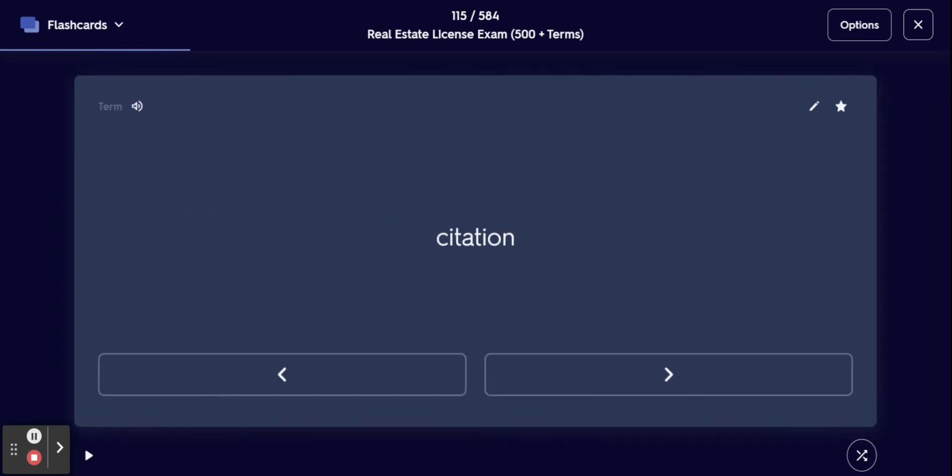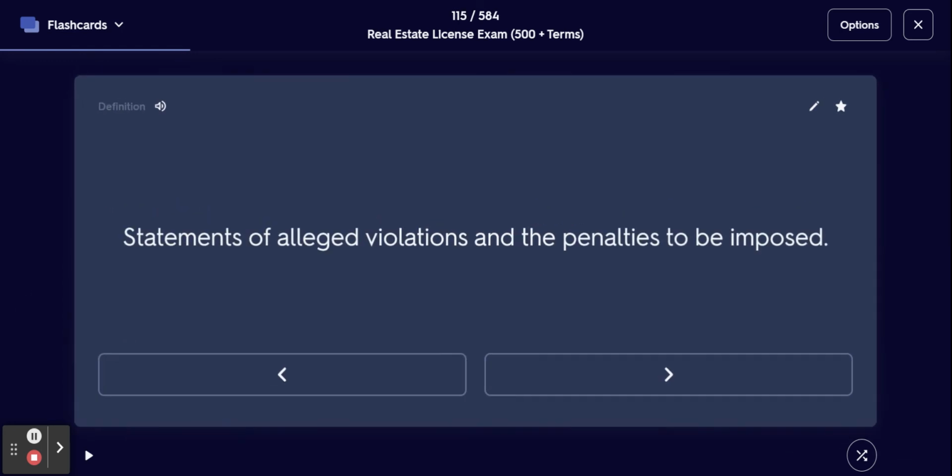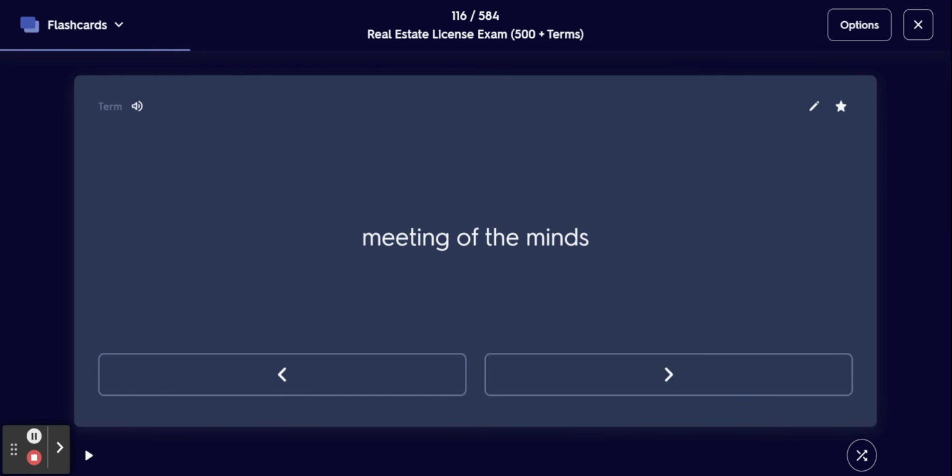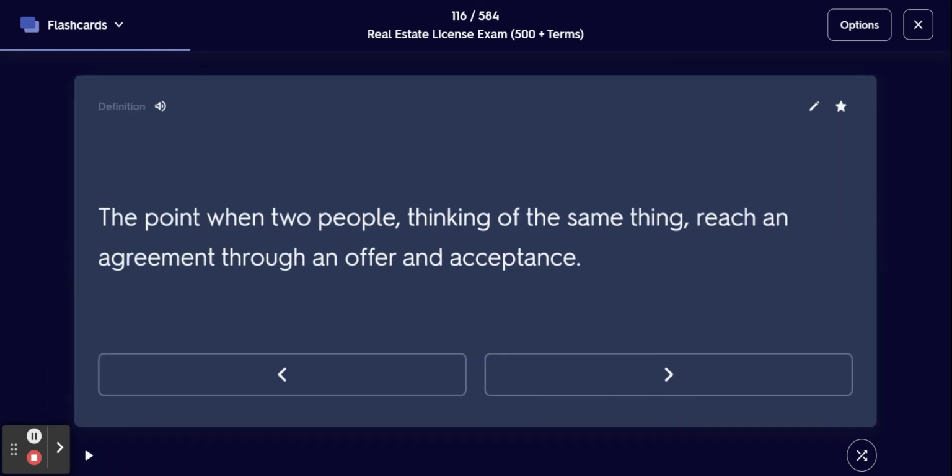Citation. Statements of alleged violations and the penalties to be imposed. Meeting of the minds. The point when two people thinking of the same thing reach an agreement through an offer and acceptance.